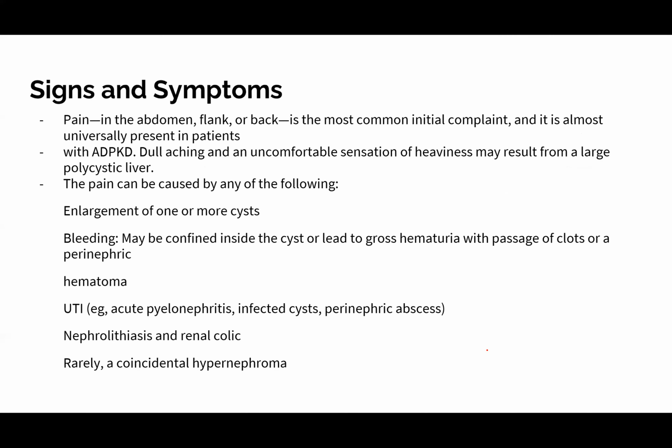Signs and symptoms of ADPKD include pain in the abdomen and flank, which is the most common initial complaint and is almost universally present in all patients with ADPKD. Dull aching and an uncomfortable sensation of heaviness may result from large polycystic liver disease. The pain can be caused by enlargement of one or more cysts, bleeding, which may be confined inside the cyst or lead to gross hematuria with passage of clots, or perinephric hematoma, UTI, nephrolithiasis and renal colic, rarely a coincidental hypernephroma.